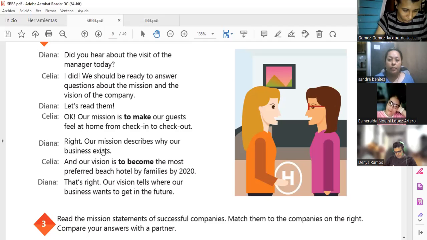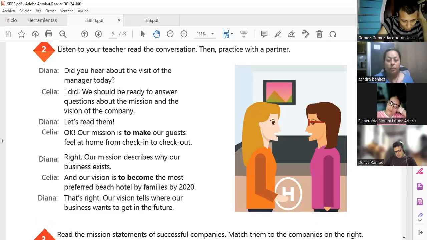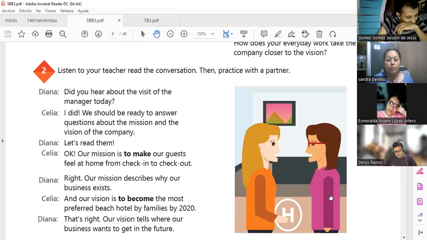María, donde dice, right, in our end, our vision is to become the most preferred beach hotel by families by 2020. I need to repeat. Yes, please. Okay. And our vision is to become the most preferred beach hotel by families by 2020. Está mejor. Yes, it's better. Okay. Very good. Excellent. Good job. Thank you. No, thank you.